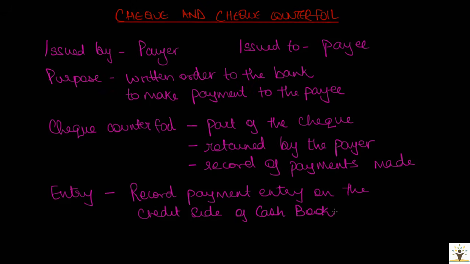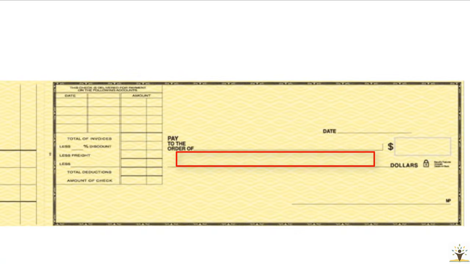The cheque would contain information like the date of the cheque, the name of the payee, amount of the cheque in numbers and words, and the signature of the payer. Some of these details like the date, name of the payee, amount will be mentioned in the counterfoil slip also in order to keep a record of payments made.